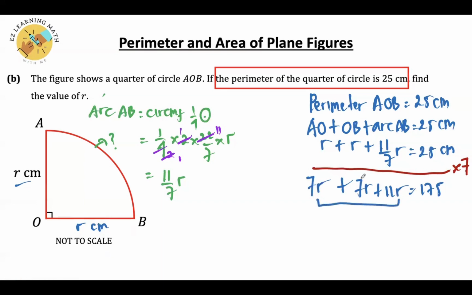Now let's add them. 7R plus 7R plus 11R is 25R, equal to 175. And the last to find the R, we divide both sides by 25. So R is equal to 7 centimeters.